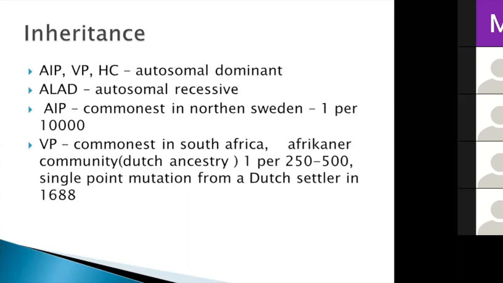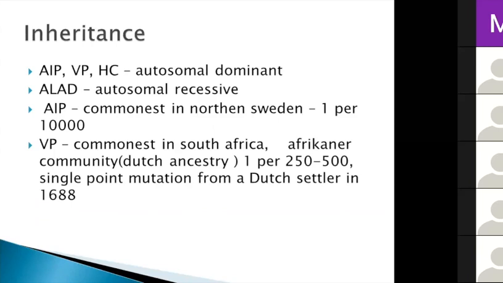In terms of inheritance, acute intermittent porphyria, variegate porphyria, and hereditary coproporphyria are inherited in an autosomal dominant manner. This means mutation in even one copy of the gene is enough for the patient to develop the disease, whereas ALA dehydratase deficiency porphyria is inherited in an autosomal recessive manner. This means that both copies have to have the mutation for the patient to have the disease.